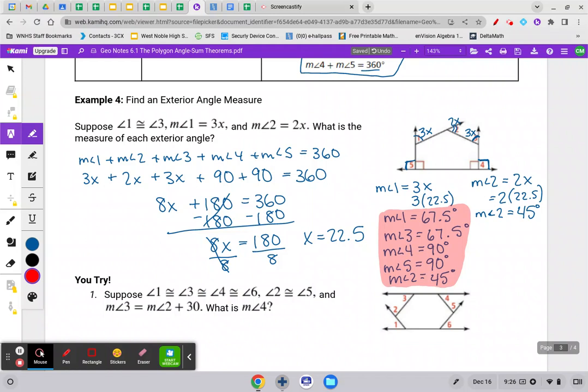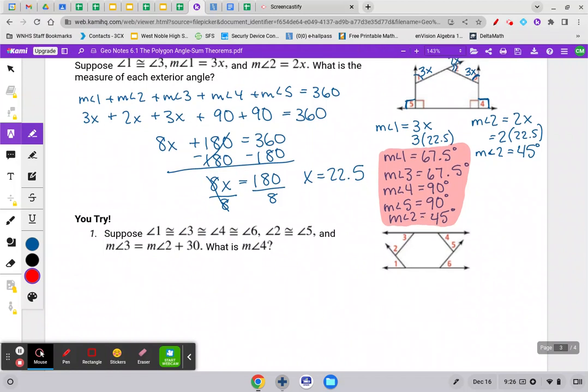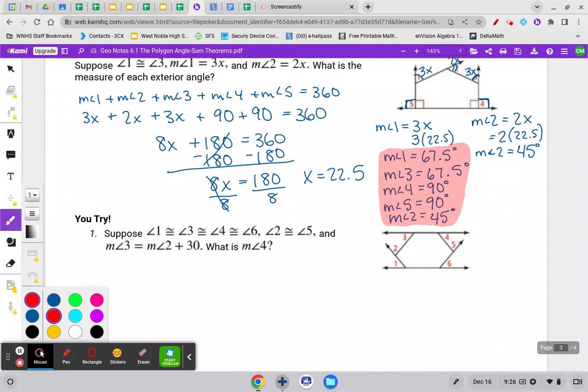So we've got another problem, very similar to this. If you want to pause the video and try it on your own, that's probably a good idea. I'm just going to go ahead and get started on it, though. So, we are given, once again, angle 1 is congruent to angle 3, but also congruent to angle 4, and also congruent to angle 6. So we got a lot of congruences there. Angle 2 and angle 5 are congruent. So that covers all 6 exterior angles. There are 6 sides in the shape, so that is all of them.